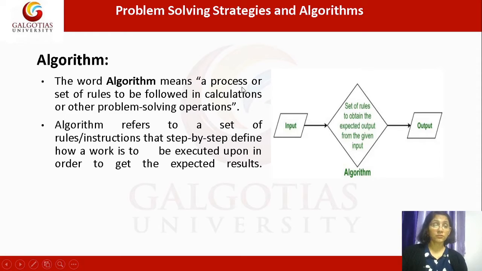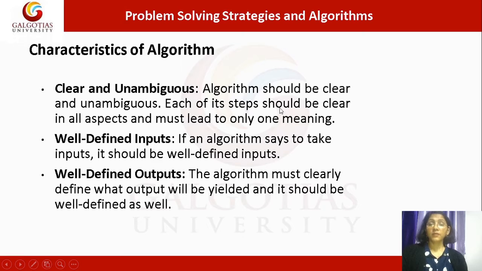And as it is shown in the diagram also, an algorithm can have input. An algorithm is always for a certain output. Now, while writing the algorithm, there are certain characteristics that we take care of, because every algorithm is supposed to follow, supposed to have those characteristics.